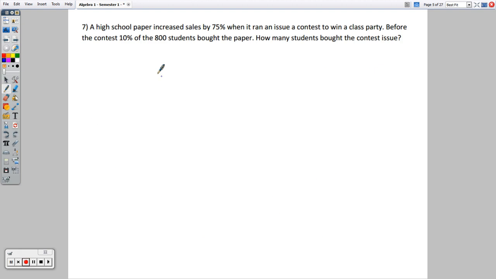Number 7. So high school paper increased sales by 75% when it ran an issue, and I would say we're missing a word in there, for a contest, a little typo there, for a contest to win a class party. Before the contest, 10% of the 800 students bought the paper. How many students bought the contest issue? So if 10% of the 800 students bought the original paper before the contest, that would be 800 times 0.1 or 0.10, which would be 80 students that bought it before the contest.